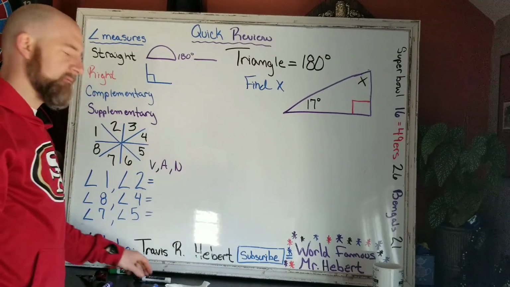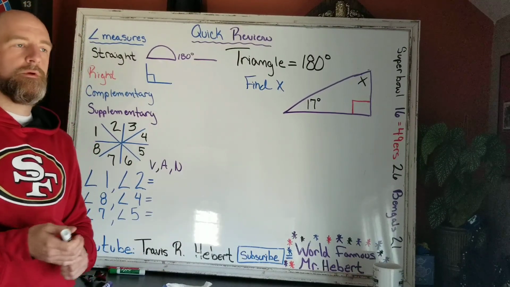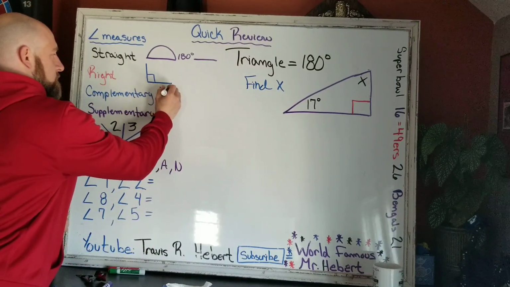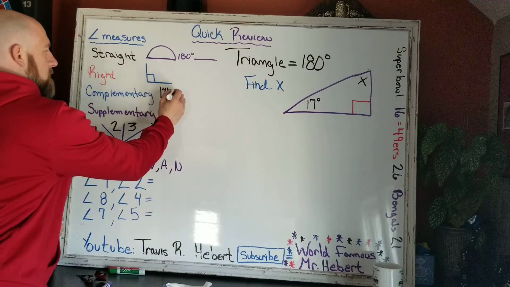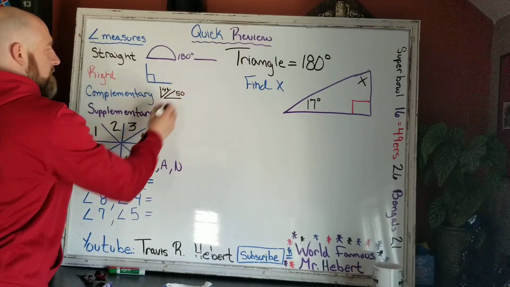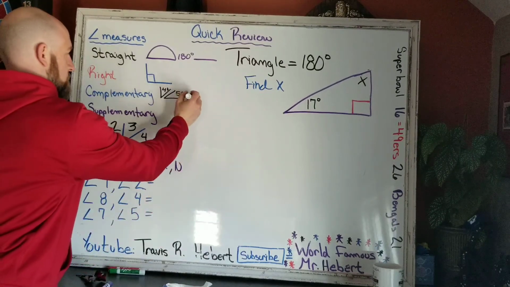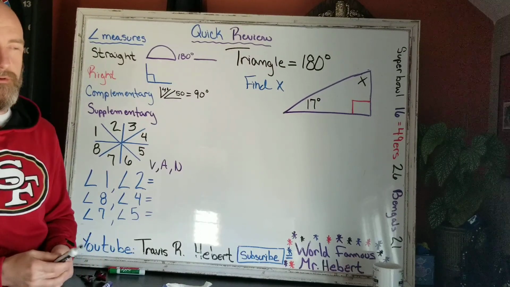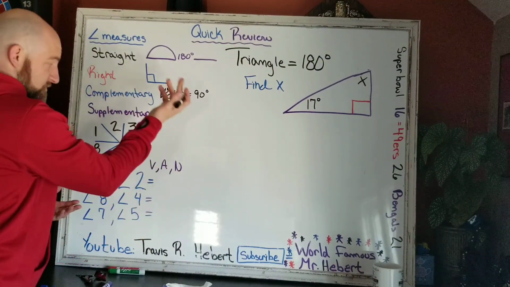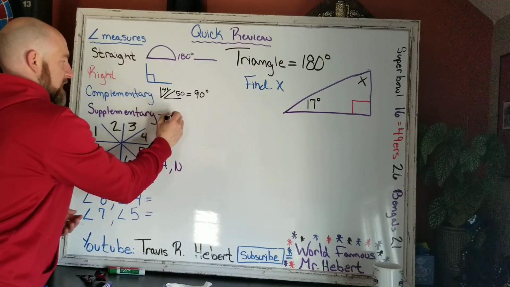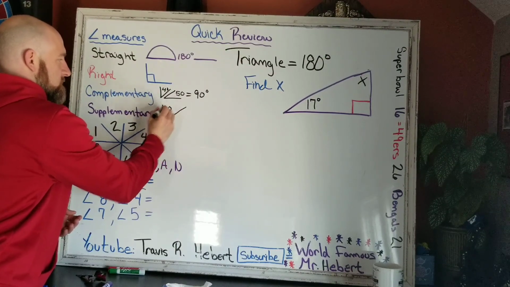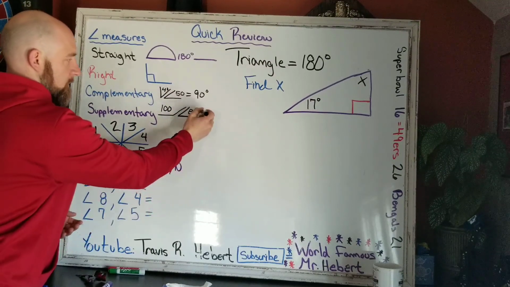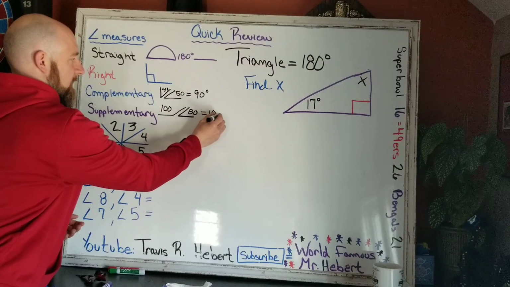Complementary. What does a complementary angle add up to? Say there's an angle of 40 degrees and an angle of 50 degrees. If you add them together, that would give you 90 degrees. So complementary angles add up to 90 degrees. What about a supplementary angle? Just like the straight angle, supplementary would be, say we have an angle of 100 degrees and an angle of 80 degrees. You add these together, you're going to get 180 degrees.